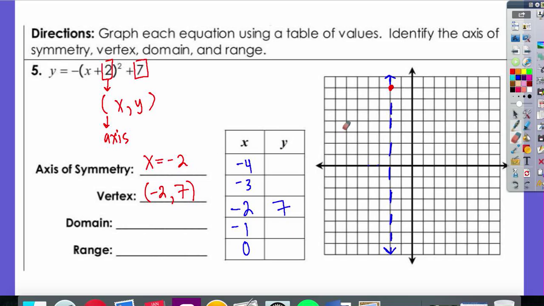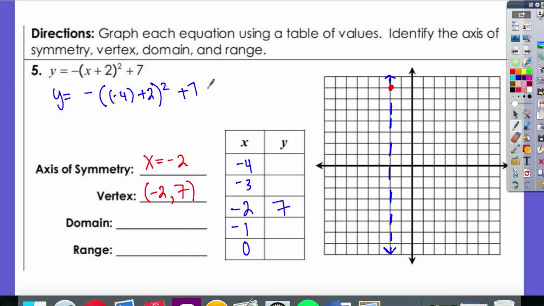So if I start with -4, in order to figure out what the matching y to that point is going to be, I've got to substitute it in. Now this is if I'm doing it by hand. So I've got y equals negative, in parentheses, -4 plus 2 squared plus 7. Remembering order of operations here, inside the parentheses, we're going to have -4 plus 2, which is a -2 squared plus 7. -2 squared comes out to be +4, but there's the negative outside, so it's -4 plus 7, which gives us a 3. I'm going to repeat this process with the remaining x values.